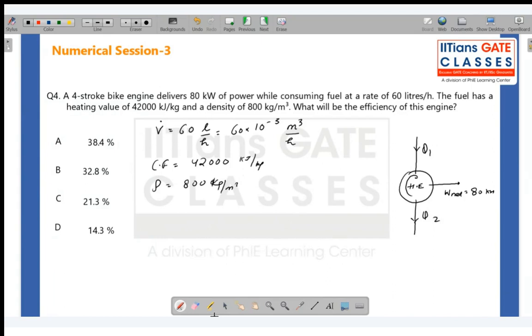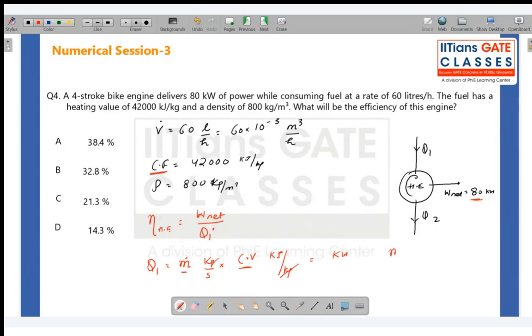Q1, Q2. Again, nowhere is it written that it is a Carnot engine, so you will have to work with the normal formula, which is net work upon Q1. Now net work I already know, but Q1 I need to find out. How will I calculate Q1? Q1 is equal to mass flow rate, which is kg per second, into calorific value, which is kilojoule per kg. So kg cancels, and it will be kilowatt. I know the calorific value, but I do not know the mass flow rate.